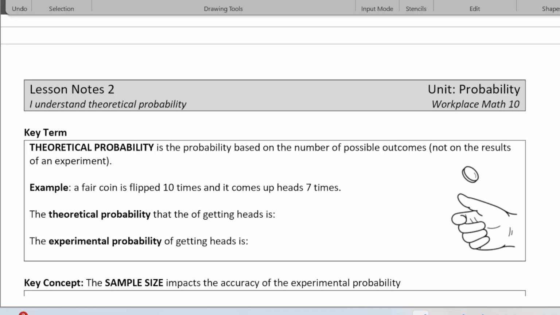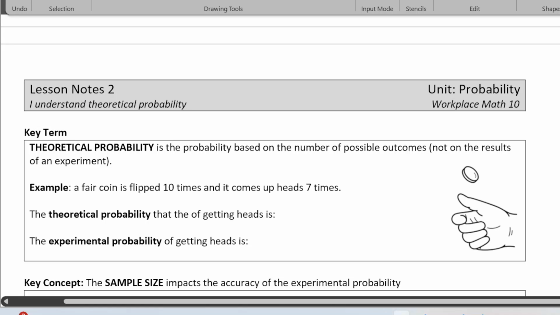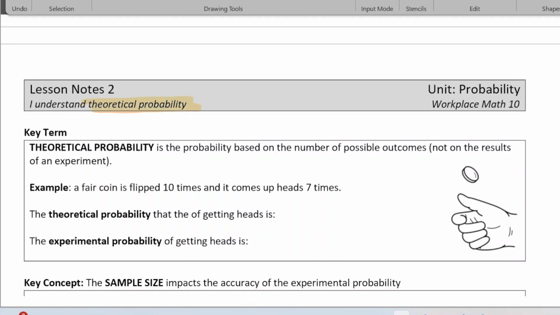Okay, so this is lesson 2 in our probability unit. We're talking about theoretical probability today. So that's what would happen in theory. Last lesson we talked about experimental probability. So theoretical probability is a probability based on the number of possible outcomes. It's not the results of an experiment, it's more about what we'd expect to happen.